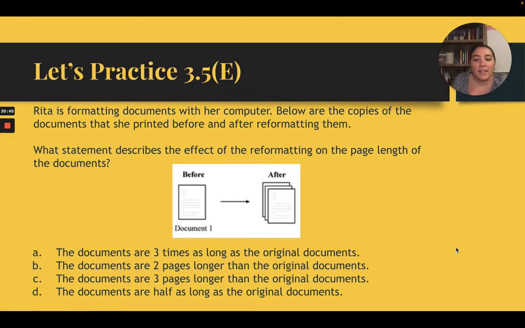Alrighty, and now that you are back, so you should have found that the answer choice is A. The documents are 3 times as long as the original documents. So maybe some of you said B. The documents are 2 pages longer than the original documents. This is true. However, you need to think about when we have more than 1 page. So going from left to right, you need to think about, okay, if I put this into a table, if I had started with more than 1 page, so now 1 becomes 3. If I had 2 pages to start with, what would that become? So make sure you're thinking a little bit broader too with these, all right?